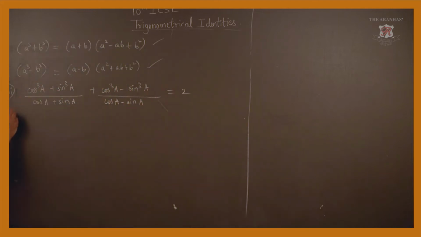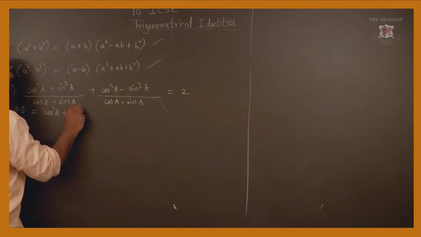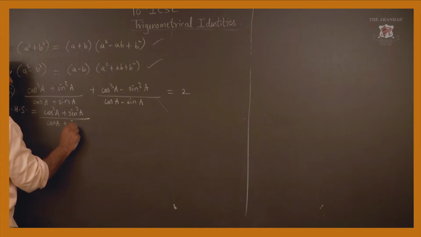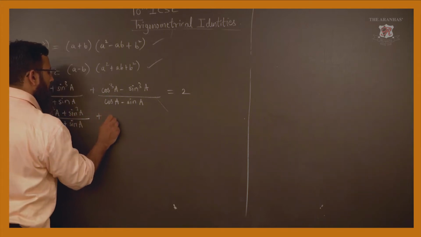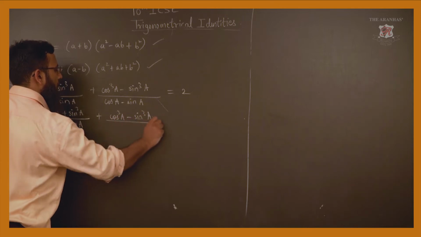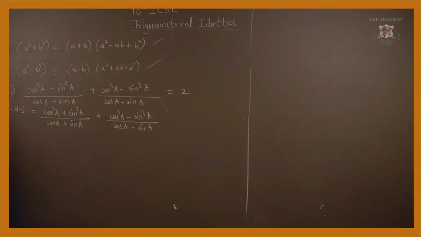So what I do over here is, I consider the LHS as cos cube A plus sin cube A upon cos A plus sin A, and this is added with cos cube A minus sin cube A upon cos A minus sin A. Some students go for such a weird step, they start cancelling these terms, which is not allowed, not permissible. So what I will do is, I will try to frame this numerator in this form.